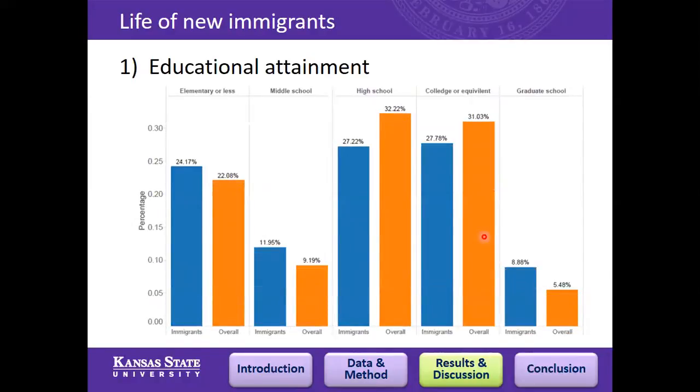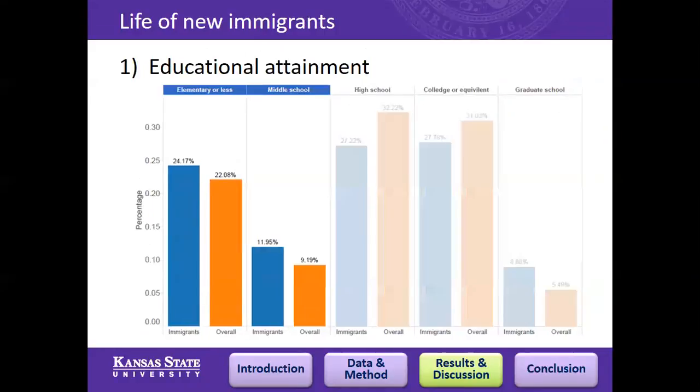This is the calculated data from year 2000. The blue bars here are the data of immigrants, and as a comparison, the orange bars are US average. So we take a look at the educational background for elementary or less, middle school, high school, college equivalent, and graduate school. So we can see that there are three groups in this chart.